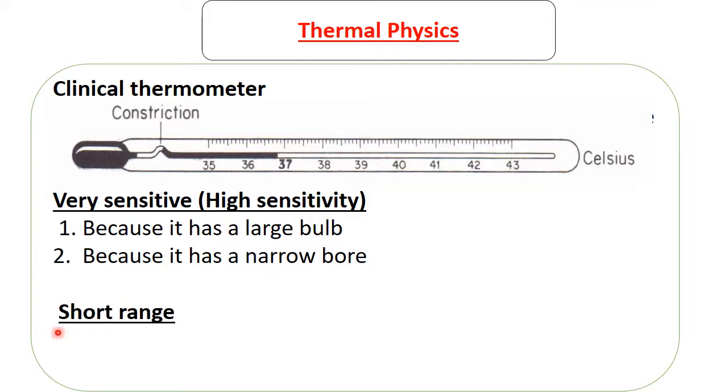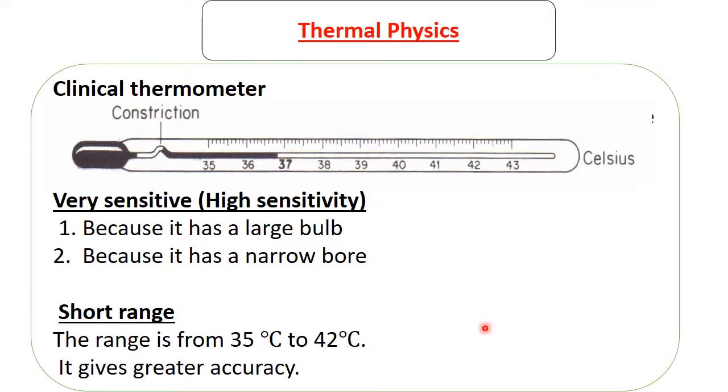Then another thing, by design, it has a short range. As you can see, the range here is very short. So the range is from 35 degrees to 42 or 43 degrees. And this gives it greater accuracy. So accuracy is just not having errors. That's how I can put it for now. So it means that because of this short range, it will be able to show any change in the temperature accurately, because if the range was high, there can be mistakes at times.